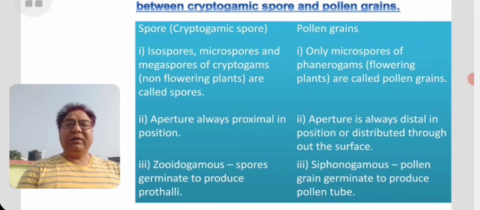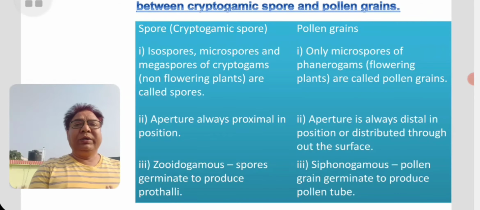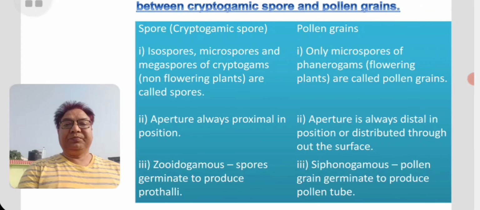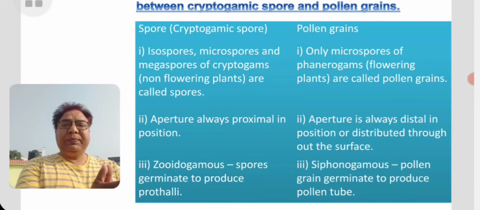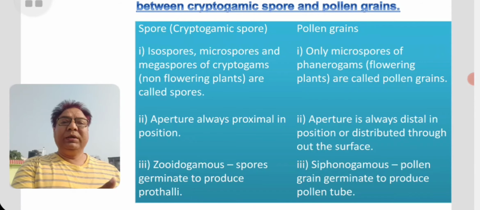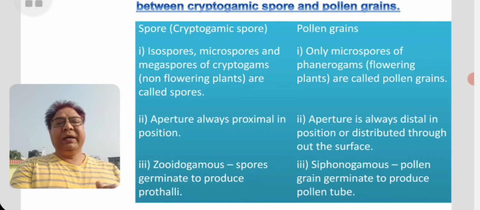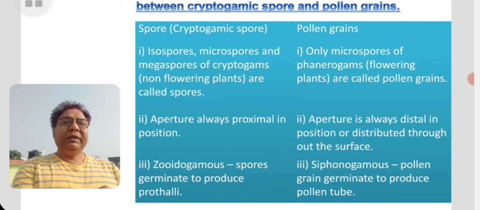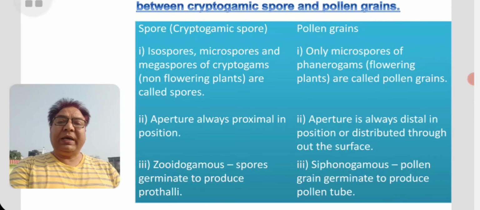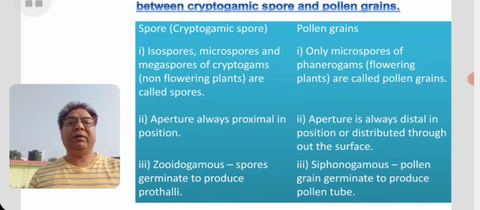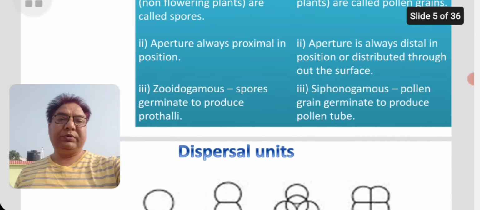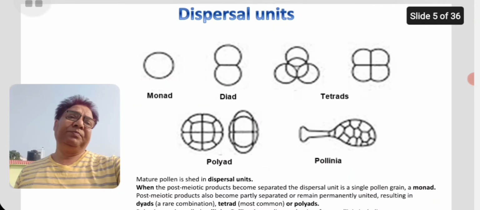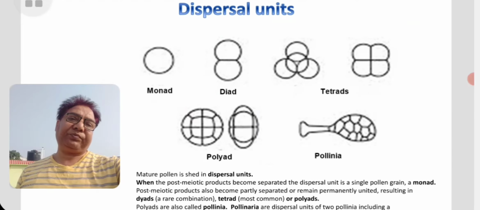Whereas in the case of microspores or pollen grains, you get pollen tube formation. The tubes are siphonaceous, they are siphons. So the male gametes are carried by the pollen tube to the female gamete, that is the egg, and here there is no swimming or anything like that. This kind of reproduction is called siphonogamy, which is different from that of the cryptogamic spores. So these are the differences between spores and pollen grains.